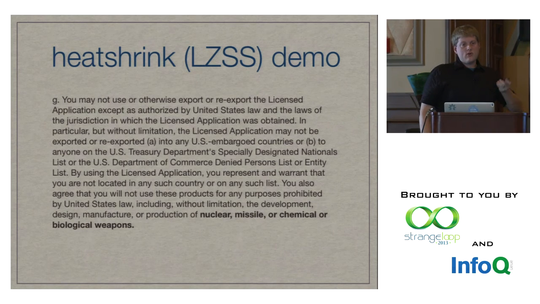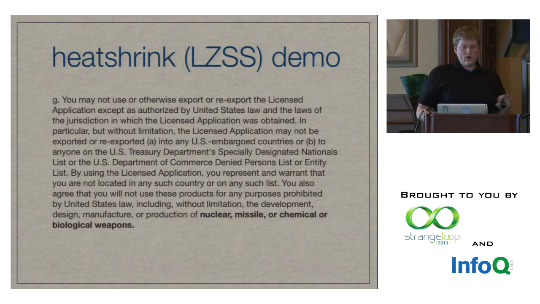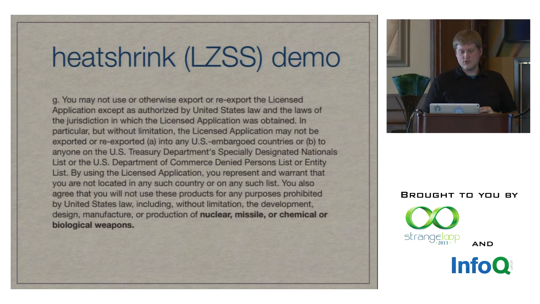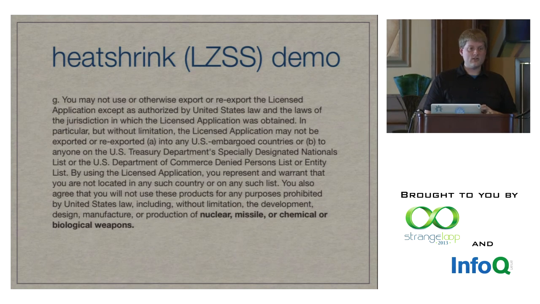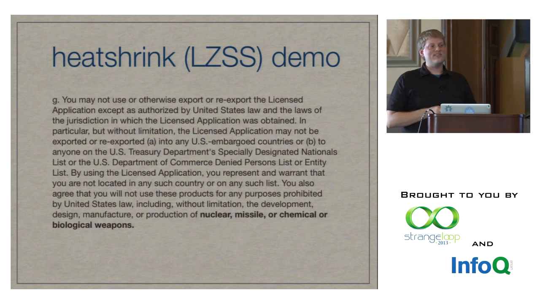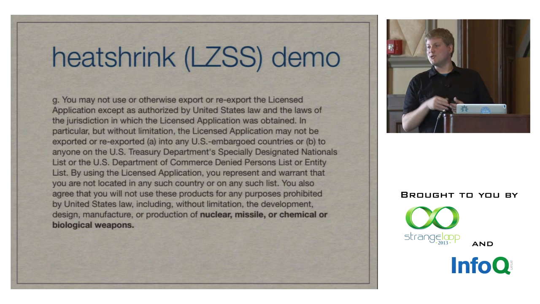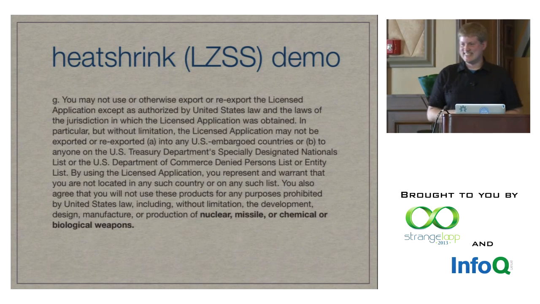So here's a demo of heatshrink running on a big block of text. This is a software license agreement. And like all software license agreements, it says that you should not use it to design, manufacture, or produce nuclear, missiles, chemical, or biological weapons. Any of you want to guess what this is the license for? I'm sorry? Yeah, iTunes. Good guess.